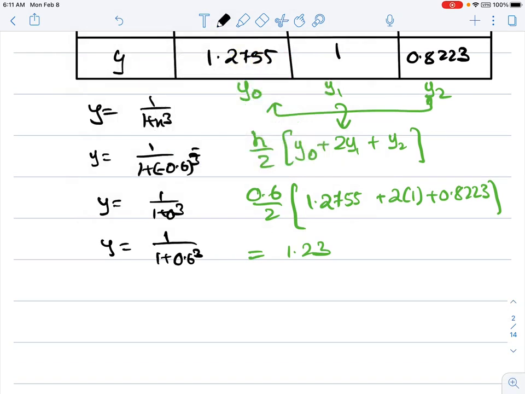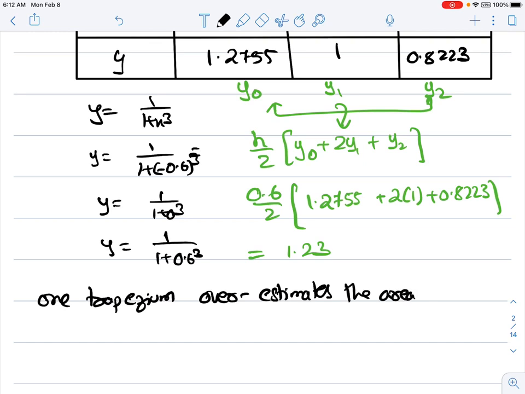What you can write is: one trapezium overestimates the area and the other trapezium underestimates.